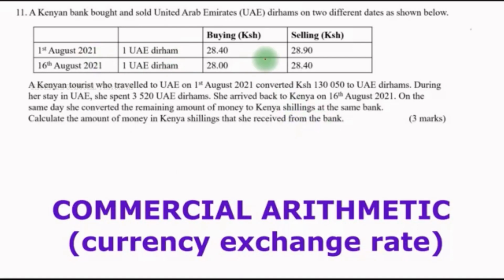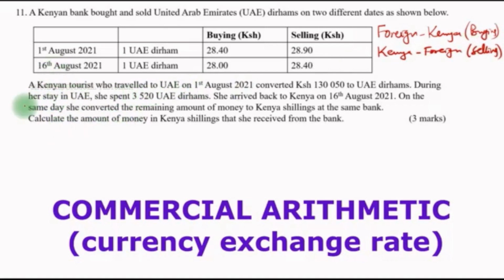So in this situation, remember we are converting either Kenyan currency to foreign currency, which is the dirhams, or foreign currency to Kenyan currency. So the first thing I want you to note is that when converting from foreign currency to Kenyan currency, we use the buying column rate. And when converting from Kenyan currency to foreign currency, we use the selling column rate. So this is very important for this question.